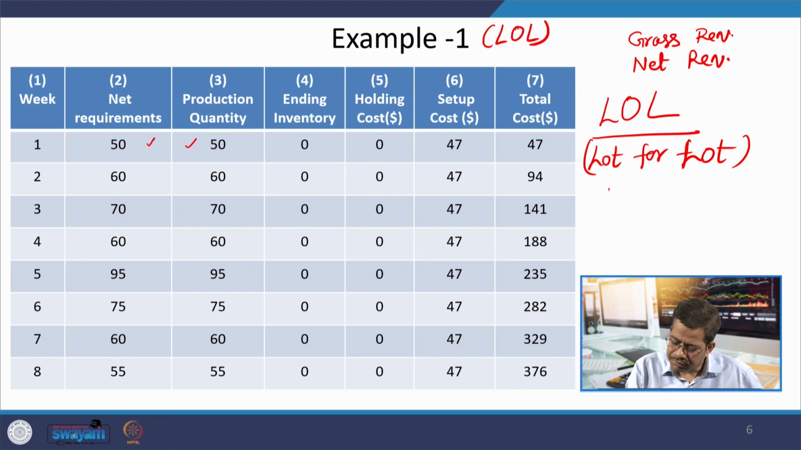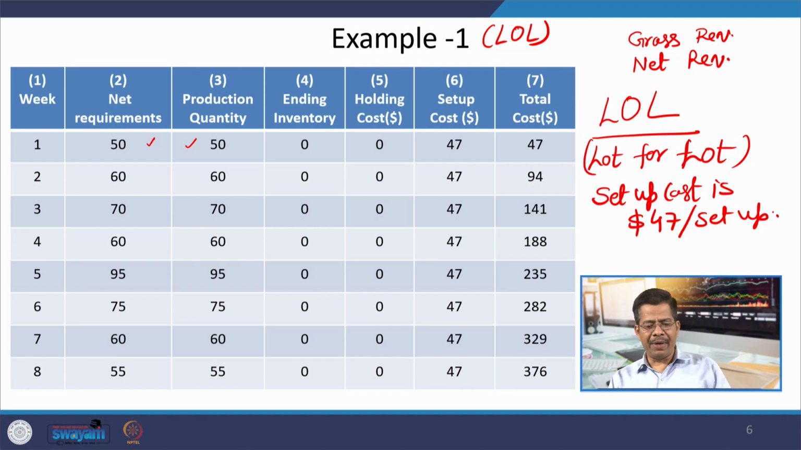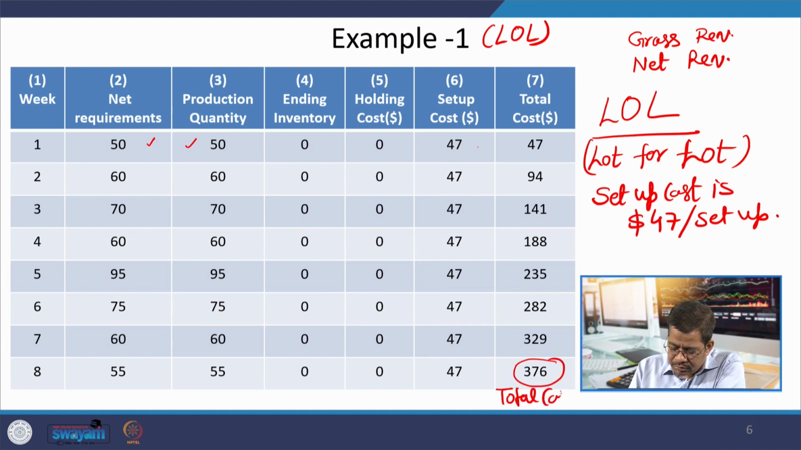Every time you are running a production cycle, you are doing some kind of production activity, there is a setup cost. Setup cost is 47 per setup. So, you have to pay every week a setup cost of $47 that you are seeing in column number 6. From period 1 to period 8, every time you are paying $47, and that is our total cost. This is the total cost of this system, which you are incurring, $376. So, this is one type of system where the total cost is this much.